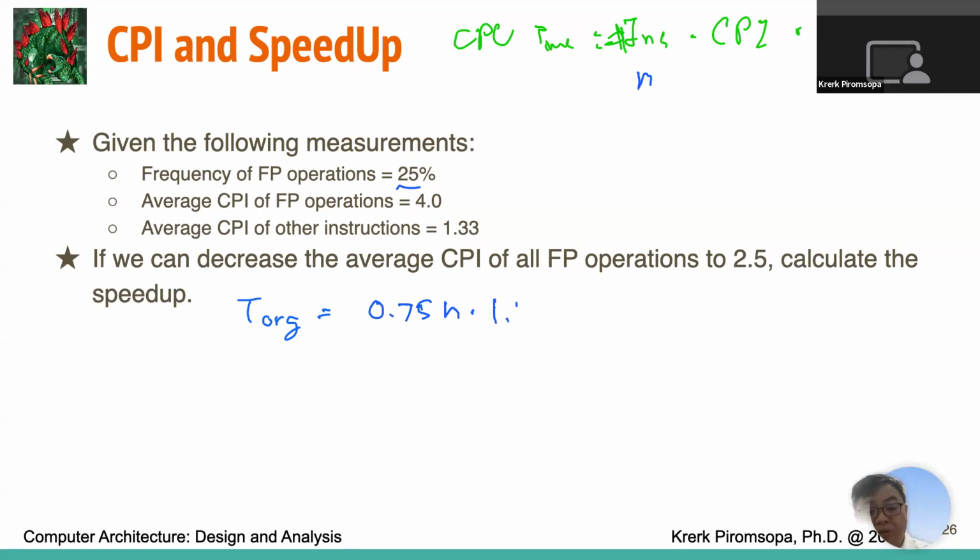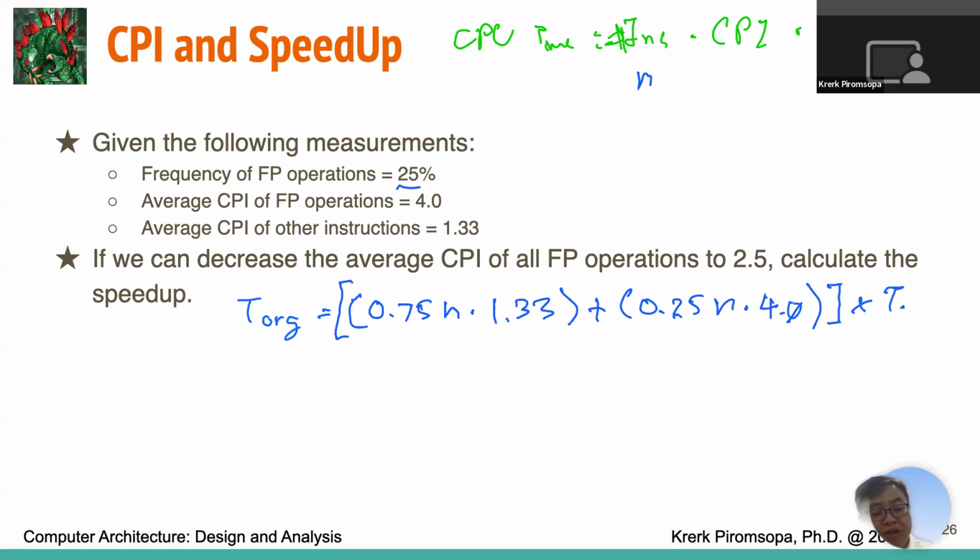use 1.33 cycles, right? And 25% of n would use 4 cycles, right? This would be the number of cycles for this piece of software altogether. The cycle time, but it doesn't say what the length of your cycle time is. So let's leave it like that.